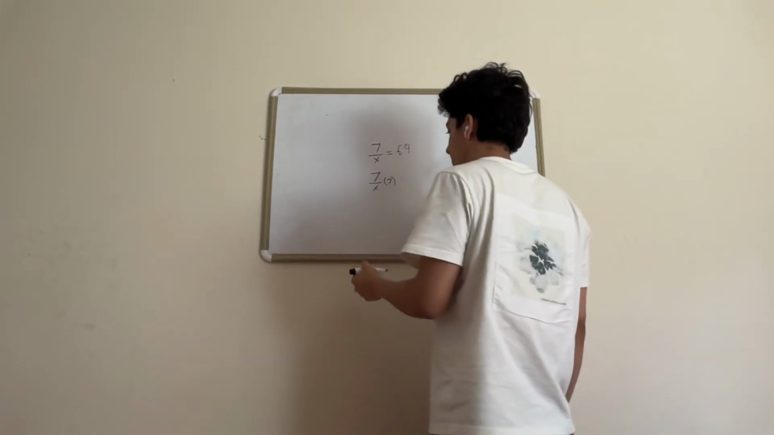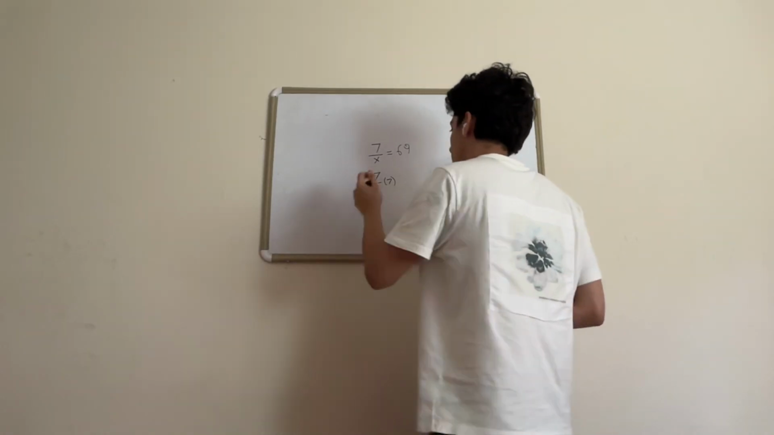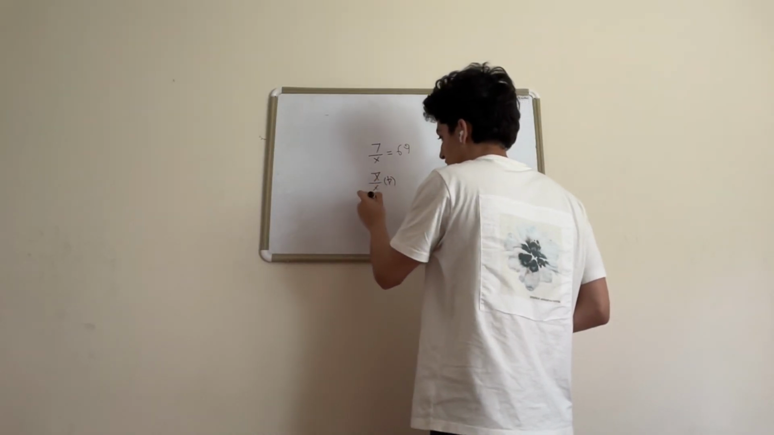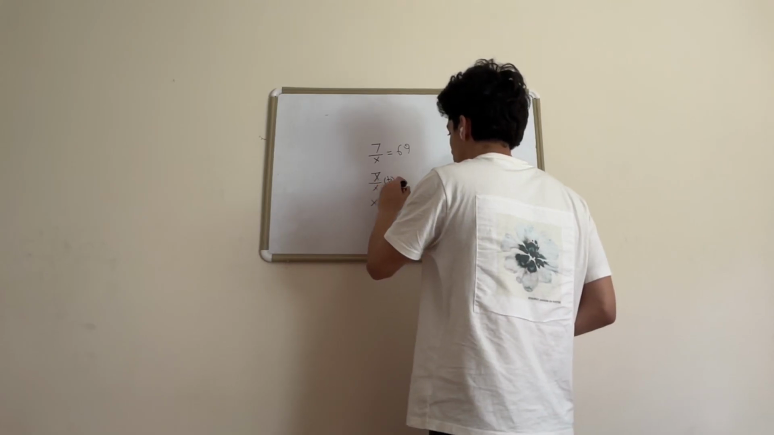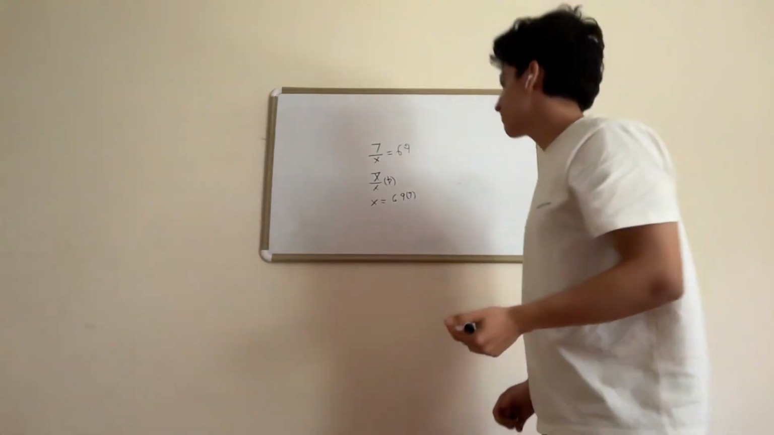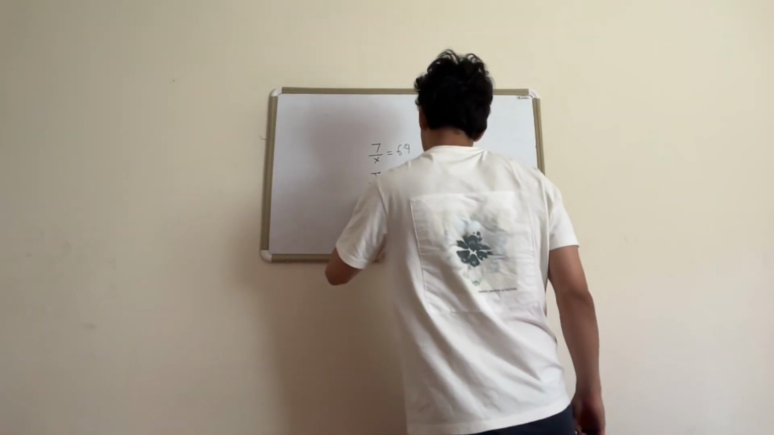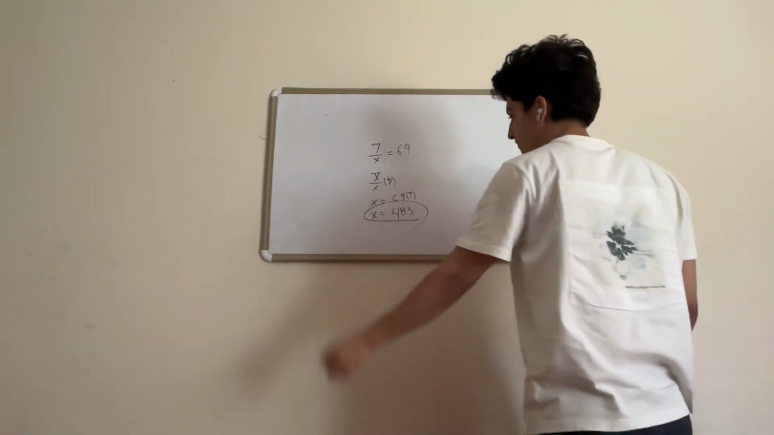Times 7. And they do that. And yeah, they get rid of this. But at the end of the day, they do this, and then they need to multiply 69 times 7, which is 483. So at the end of the day, they have this, right?